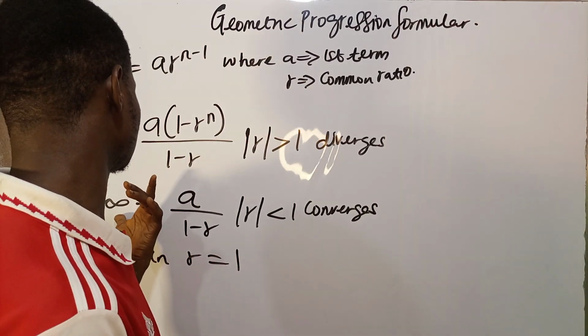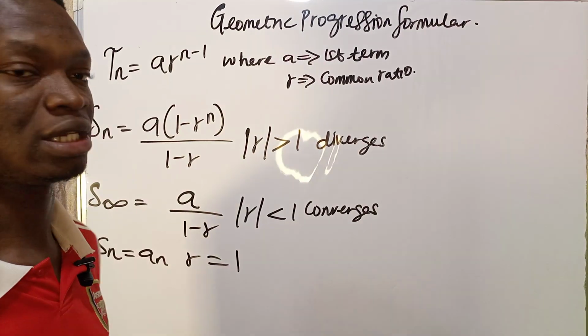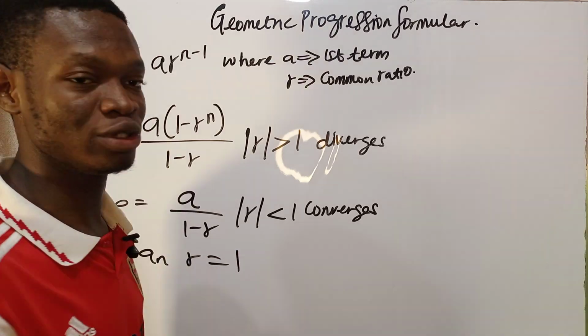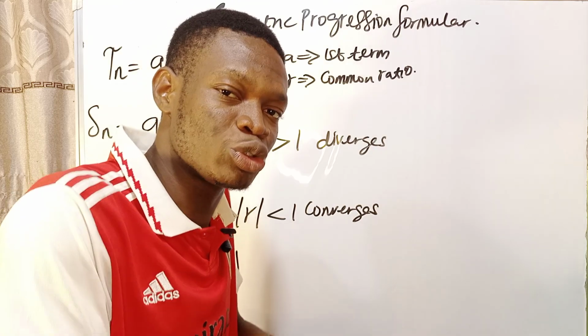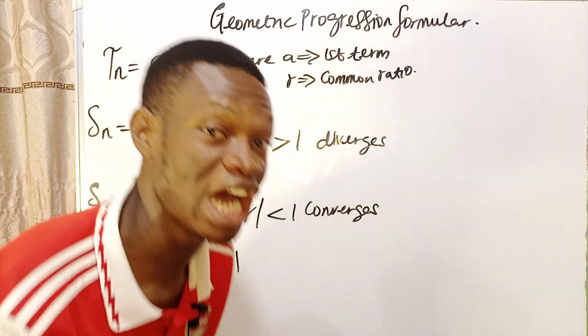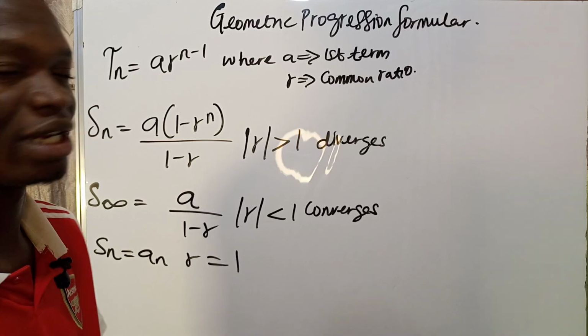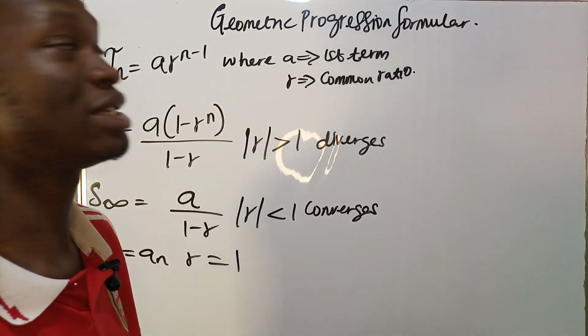So just use the infinite series formula to solve it, because the absolute value is what? Less than 1. You see that the series will do what? Converge, come together in one place till it dies. You get? So that's it.